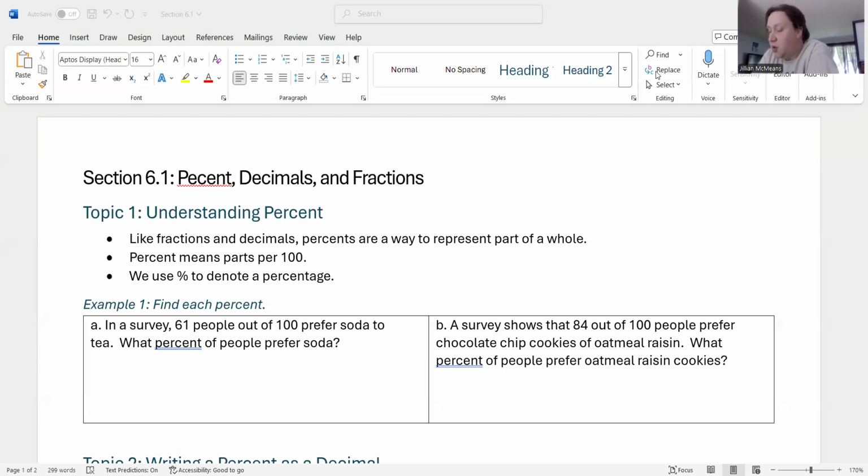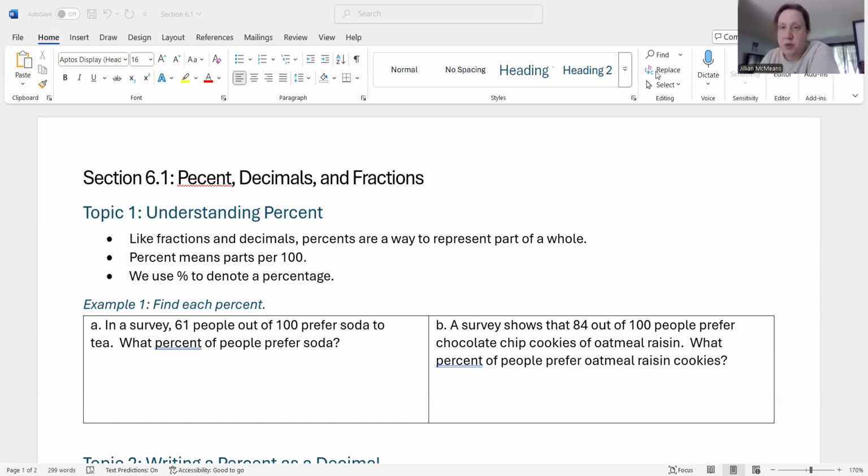So we have a few statements here that we need to understand. First, like fractions and decimals, percents are a way to represent part of a whole. With fractions, we have a numerator that represents some portion of the denominator, so it's a way to represent part of a whole. We have decimals, which are just another way to represent part of a whole. So it's some fractional part of a number, but we write it in that decimal format.